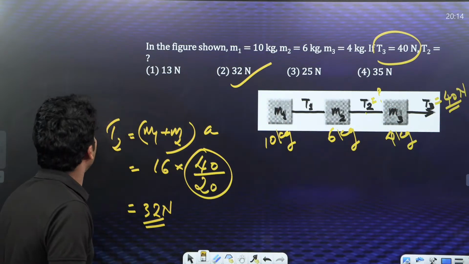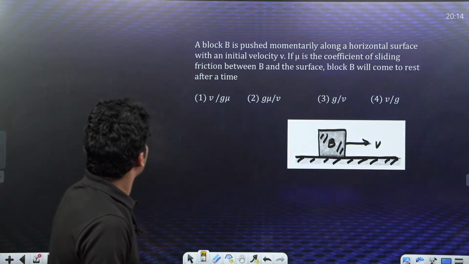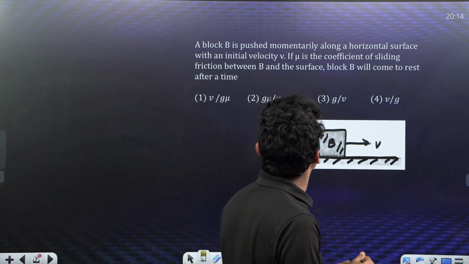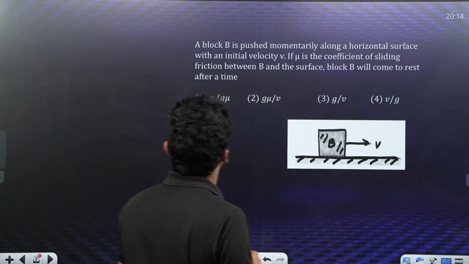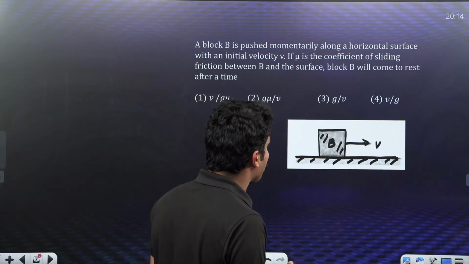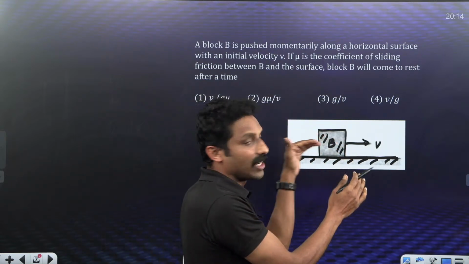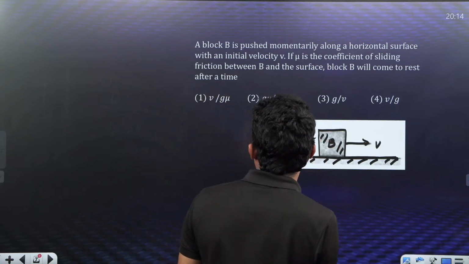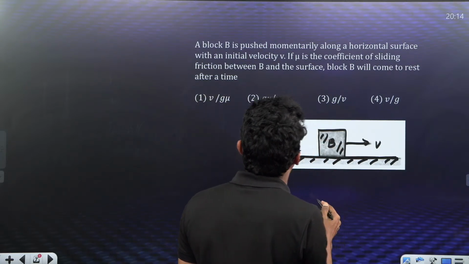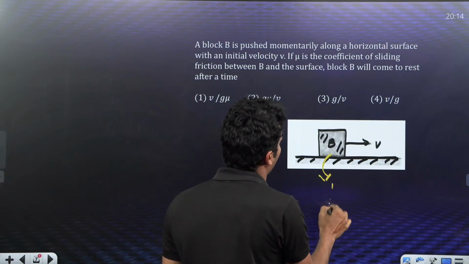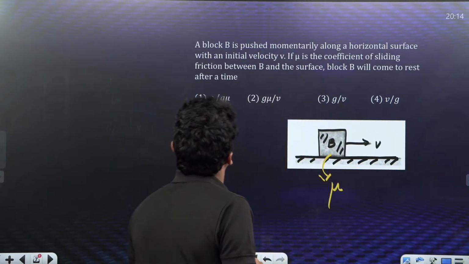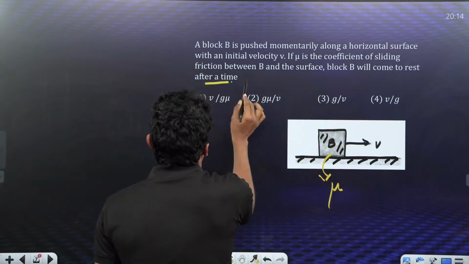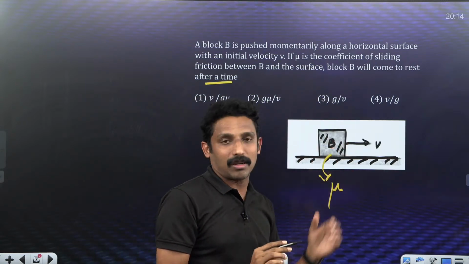Very easy. The next one is: a block B is pushed momentarily along a horizontal surface with an initial velocity v. If mu is the coefficient of sliding friction between B and the surface, here there is friction coefficient mu, then block B will come to rest after a time t. After what time does this block B come to rest?